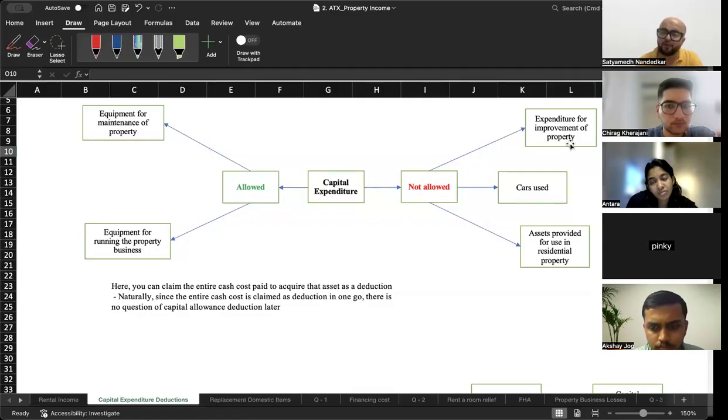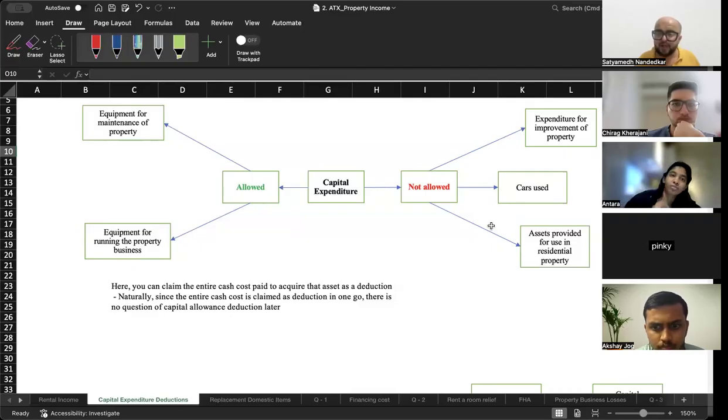Expenditure for improvement of property. Say, for example, there is a balcony and I need to install a fan in the balcony, or put a shed on the balcony, something like that. That is expenditure for improvement of property, not allowed, because this will be allowed later in capital gains as a deduction. Then cars used, again not allowed. Cars will behave separately in all heads, not just this head, as you will observe later.